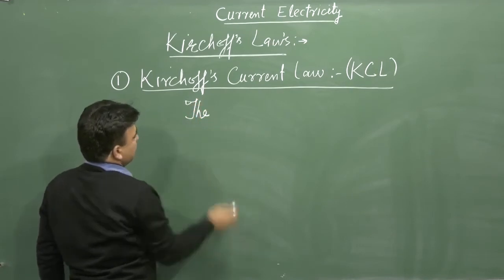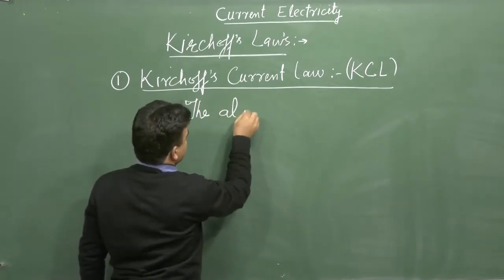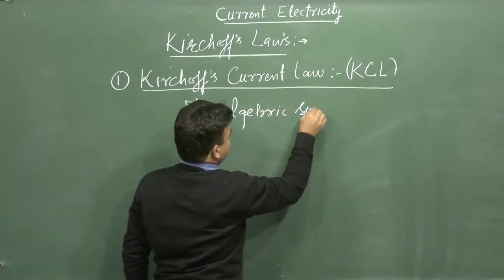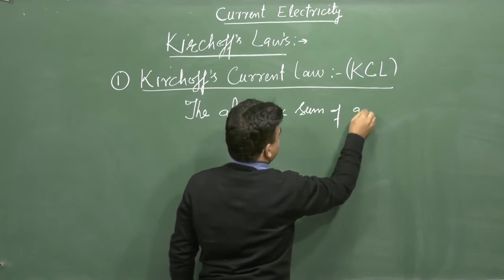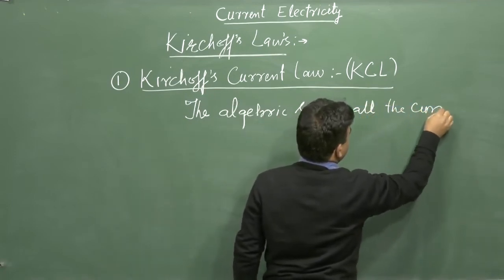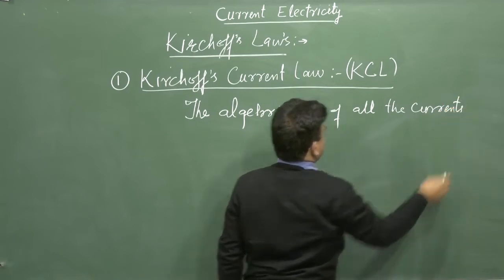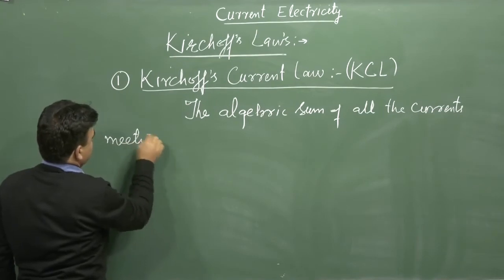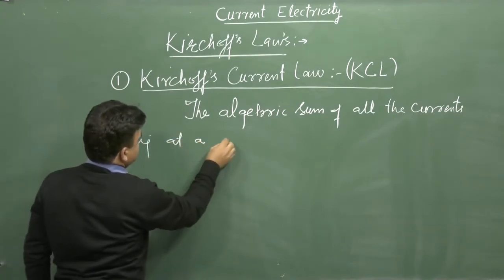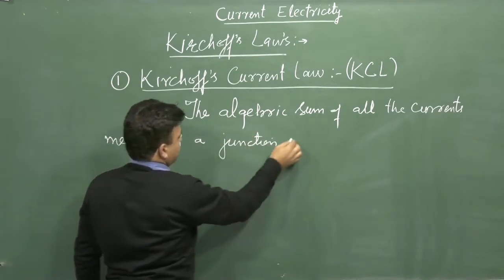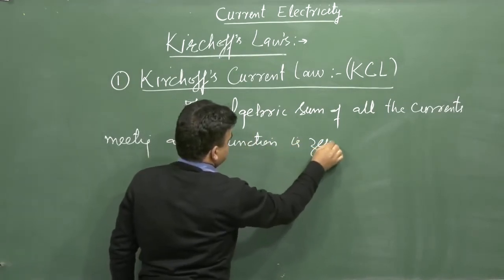It states that the algebraic sum of all the currents meeting at a junction is 0.